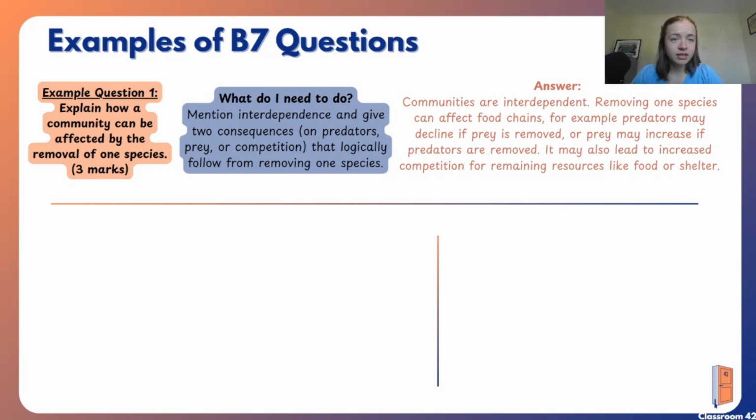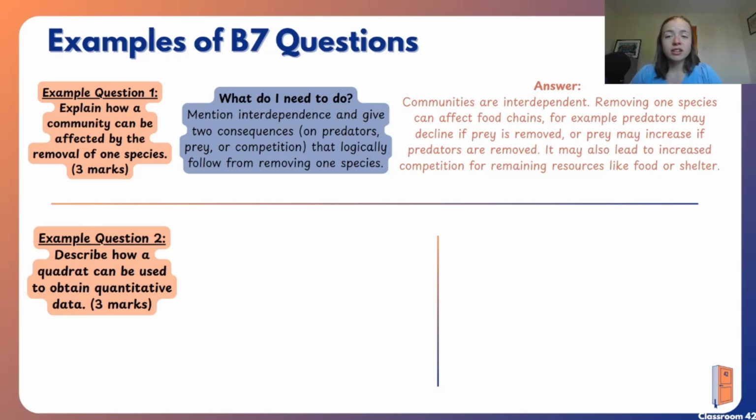Communities are interdependent. Removing one species can affect food chains. For example, predators may decline if prey is removed, or prey may increase if predators are removed. It may also lead to increased competition for remaining resources like food or shelter. Now this answer rather is longer than it needs to be. You don't need to do the vice versa bit in the middle, and you could make it a bit more concise to save time, but it is a strong answer and it does fully explain the question.